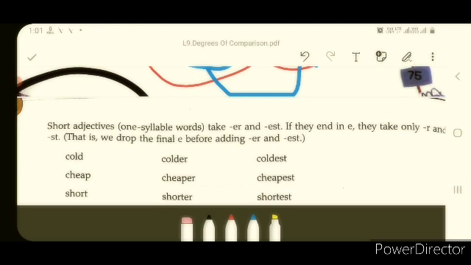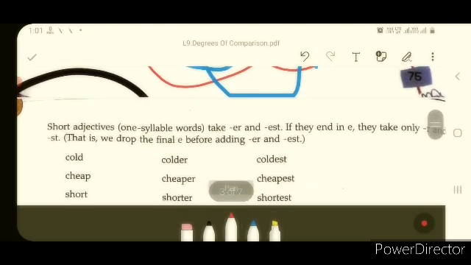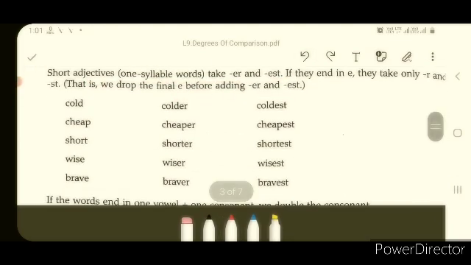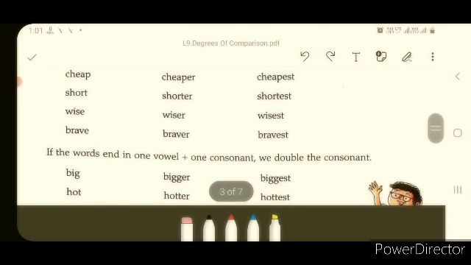That is, we drop the final e before adding er and est. I think this is a very easy rule. Class, observe this rule and then read the words. We will not be reading each and every word. Clear? Here is the rule. Refer to the rule. Read the words. Observe the way things are changed. Like cold, colder, coldest, cheap, cheaper, cheapest, short, shorter, shortest, and so on.